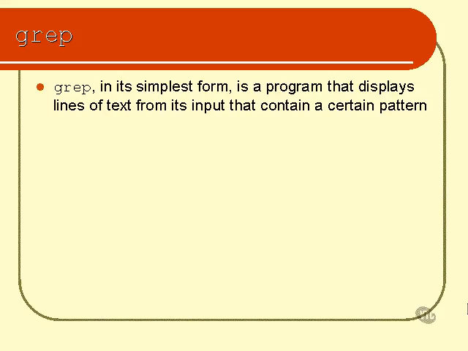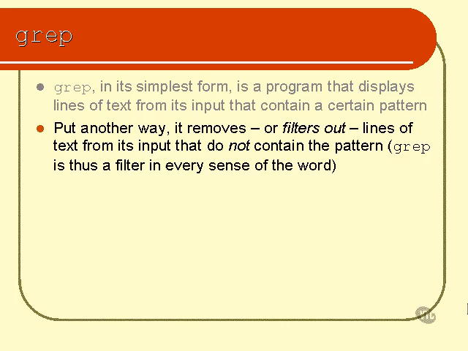In its simplest form, it simply displays lines of text from its input that contain a certain pattern. Recall that its input will either be from the keyboard or from another file, or it will be from another program. So you can actually rephrase that in another way. It removes lines of text from its input that do not contain the pattern. That, I guess, would be a more accurate definition of its processing. And because it does that, you can say that it actually filters out these lines of text. So grep is, I guess, the classic filter, in the sense that it is a filter that actually does filtering.